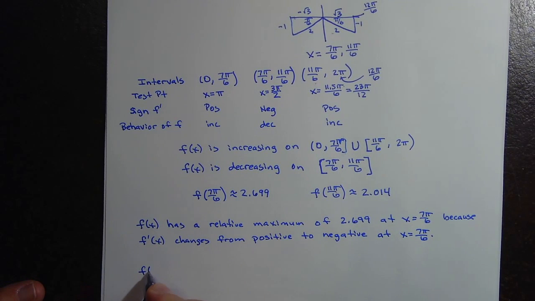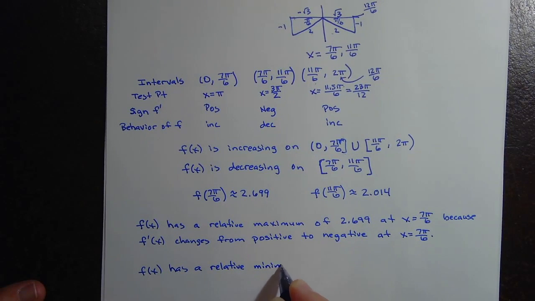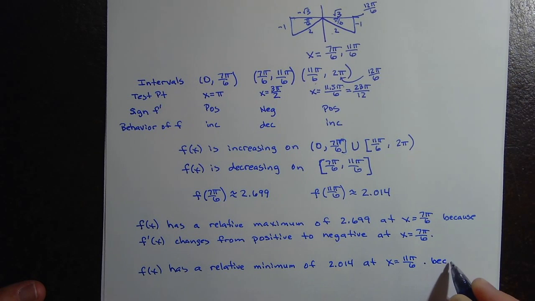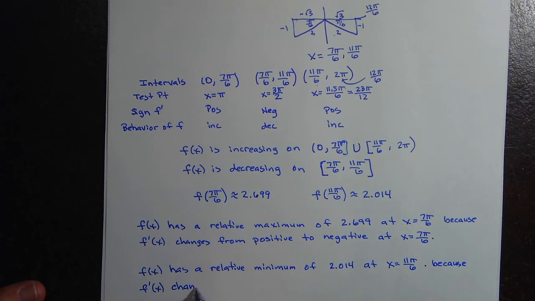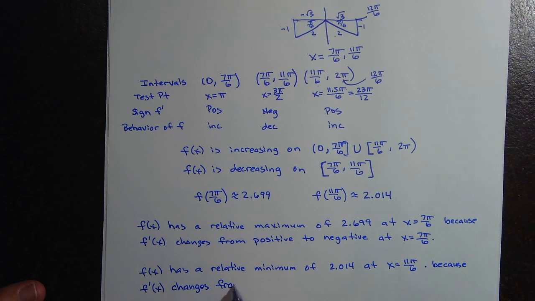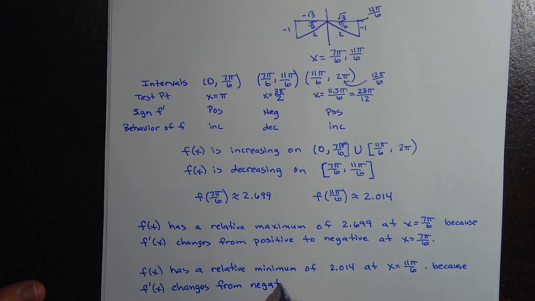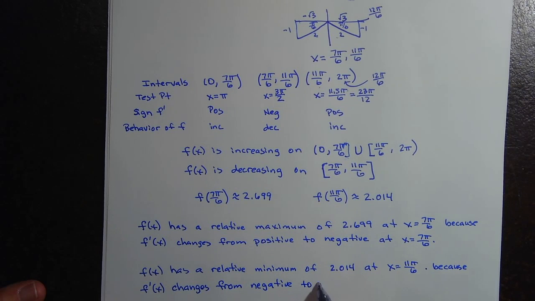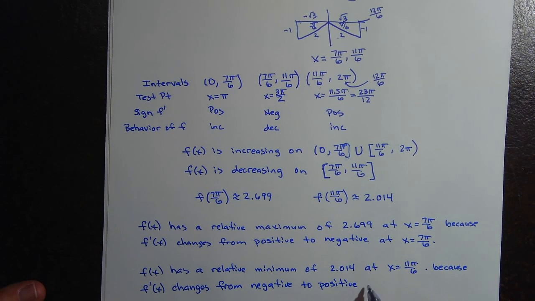The next thing is f of x has a relative minimum of 2.014 at x equals 11 pi over 6, because f prime of x changes from negative to positive at x equals 11 pi over 6.